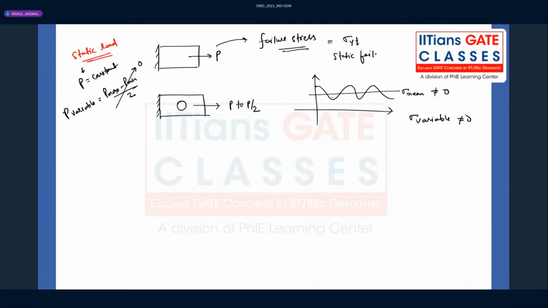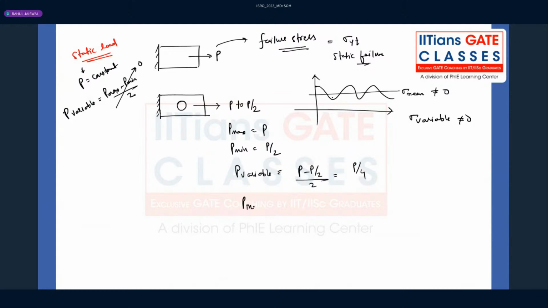But when we have only static load, we talk about static failure. But in this case, you know that when the load is changing from P maximum, that means here P maximum is P, and P minimum is, let's say, P by 2. Now you know that P variable you can calculate. What is that? P minus P by 2 divided by 2. That means it will be P by 4.